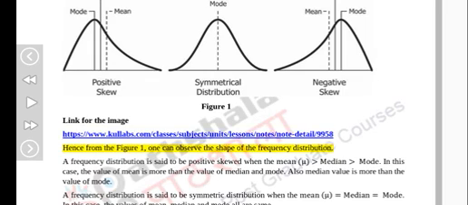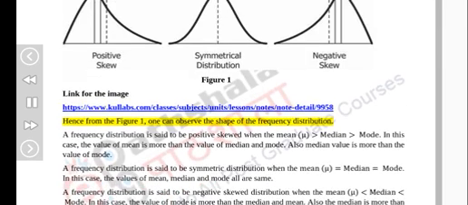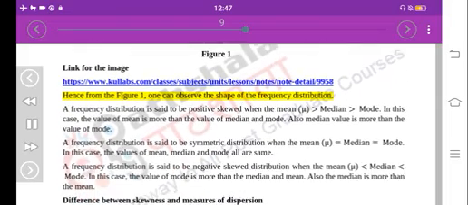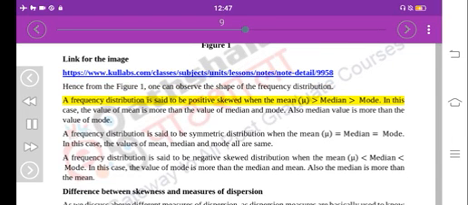Hence from figure 1, one can observe the shape of the frequency distribution. A frequency distribution is said to be positive skewed when the mean, mu, is greater than the median, which is greater than the mode. In this case, the value of the mean is more than the value of the median and mode. Also the median value is more than the value of the mode.